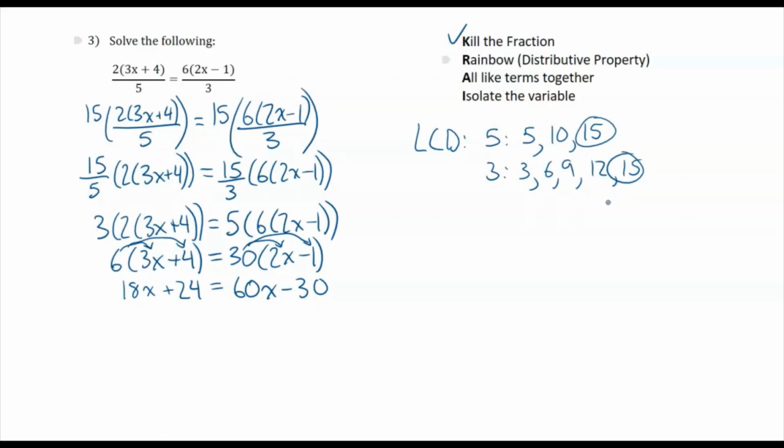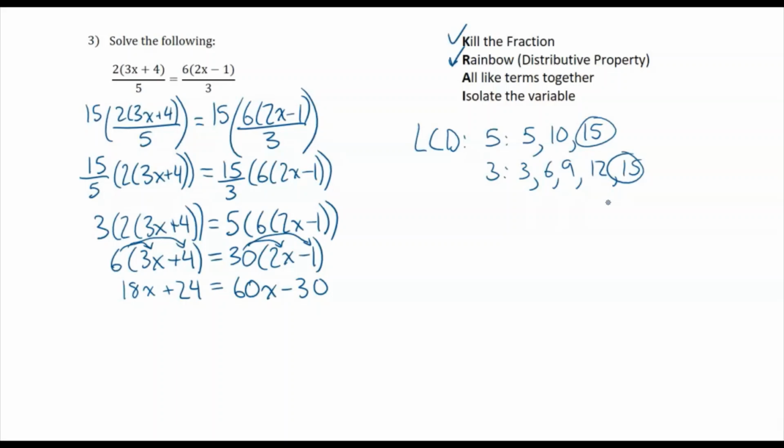All right, so we've killed a fraction. We've done the rainbow, or the distributive property. Now all the like terms together. How do we get all the like terms together? Well, there are 2 ways to do this. We could bring all the x's to the left and all the non-x's to the right, or we could bring all the x's to the right and all the non-x's to the left.